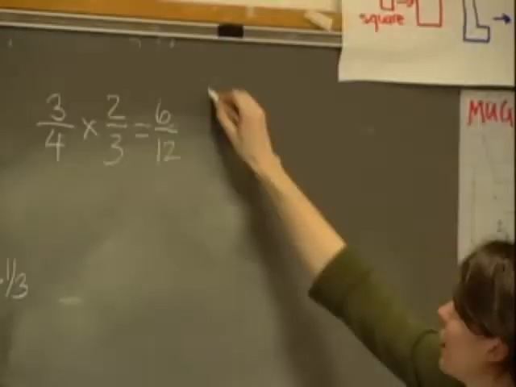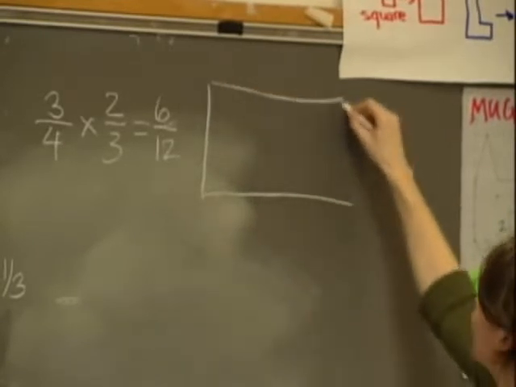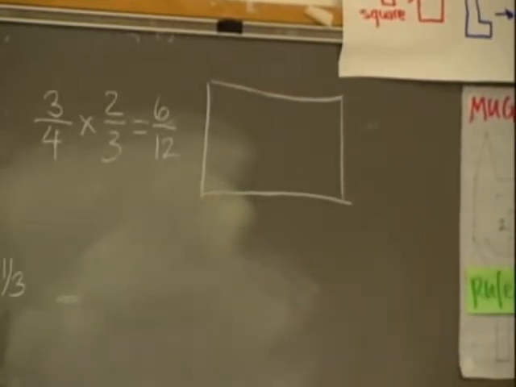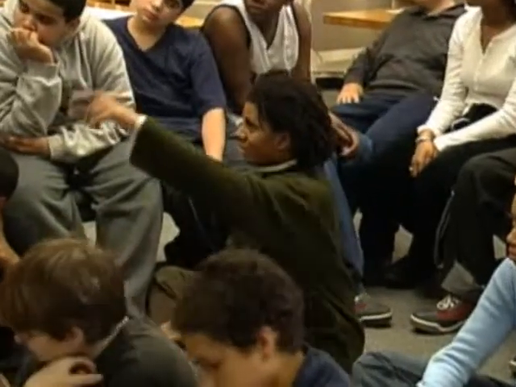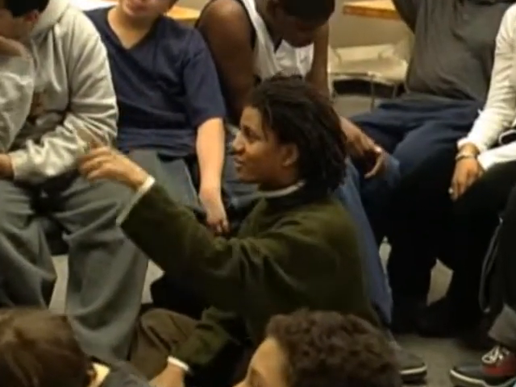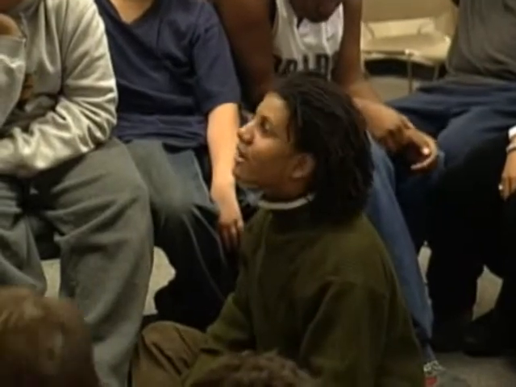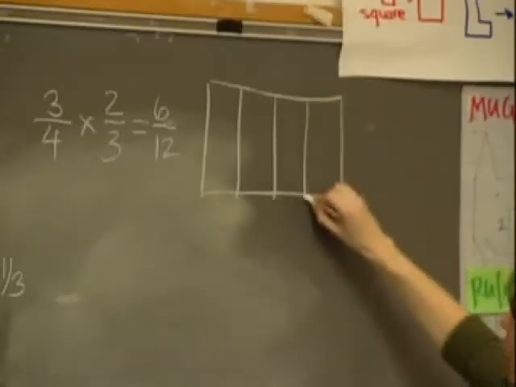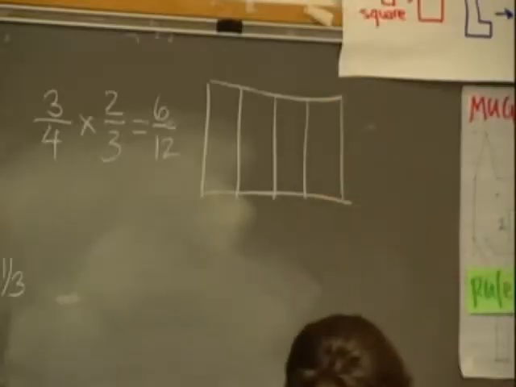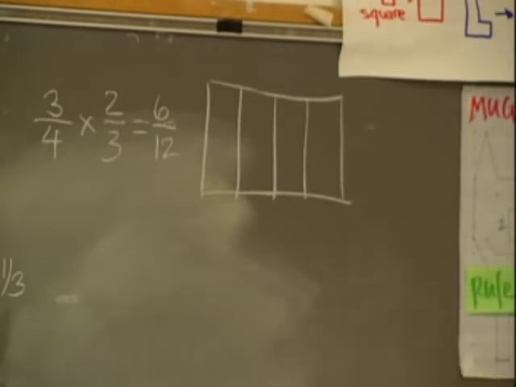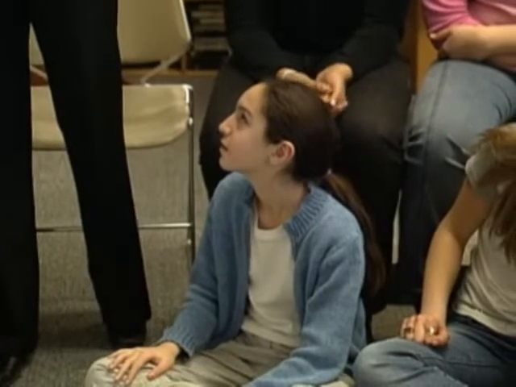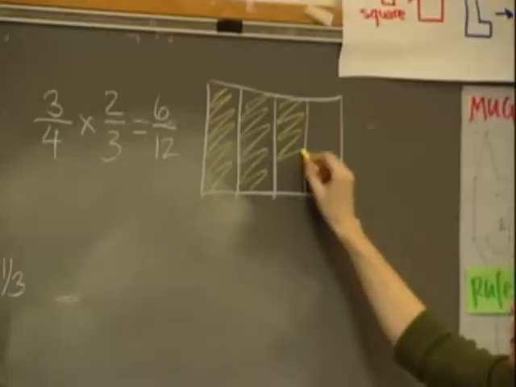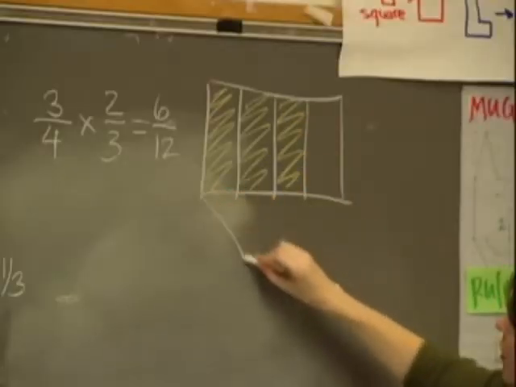Okay, let's see. I'll start with my good old array. What should I start with, Kamani? Same as the 4. Why 4? Because the denominator is 4. Okay, so I'll cut it into 4ths. I want to show 3/4. How can I do that, Rebecca? You color 3 blocks. Showing 3. I'm going to use our notation. 3 out of 4.